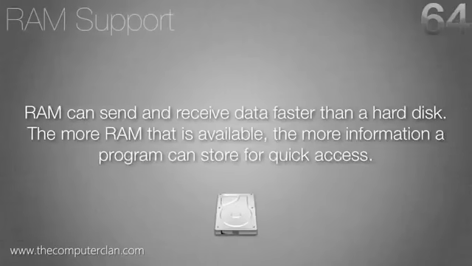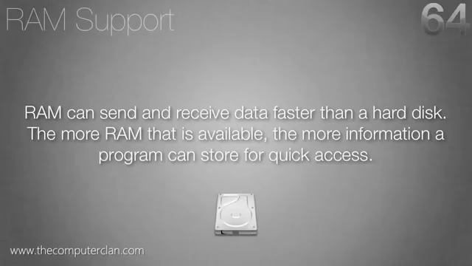Now RAM is important because it can send and receive data faster than a hard disk. Your RAM doesn't store information permanently, but it stores it temporarily. Every time your computer is turned off, it's wiped out. It's not a storage device like your hard drive. Your hard drive holds all the files on your computer. And when you open up programs, it reads the information off the disk, but it stores other information in the RAM, because the more RAM that is available, the more information a program can store and read for quick access. Because once again, RAM can read and write data way faster than a hard drive can.